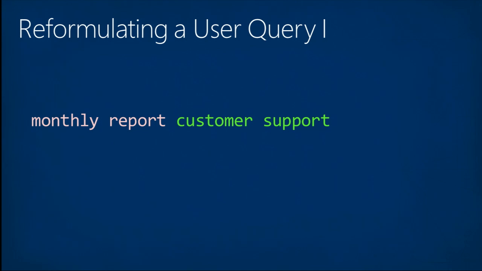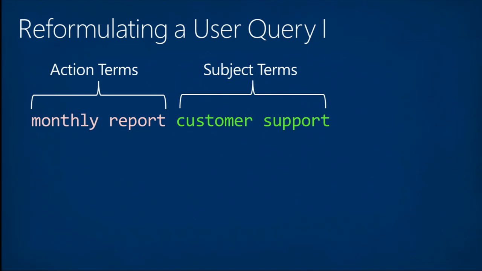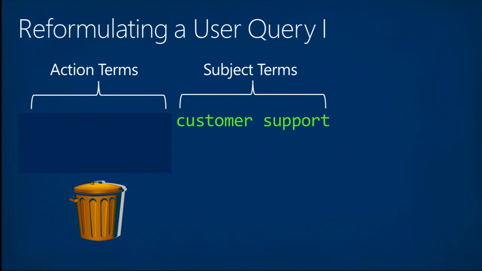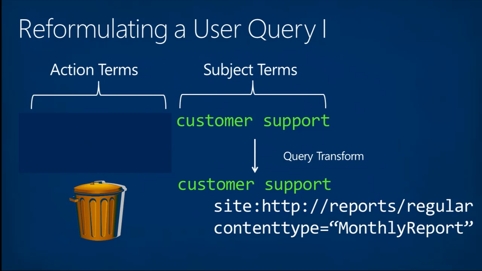Reformulating a user's query is not that difficult. We help you out by letting you use two special variables. One is called action terms, and that's where you're going to assign the terms that are telling you what the query is meant to be doing, like monthly report means give me back things of type monthly report. And then there's subject terms, which are the things you're going to use like a regular search. A very common pattern will be that you delete the action terms and turn them into a more complex restriction on the query.